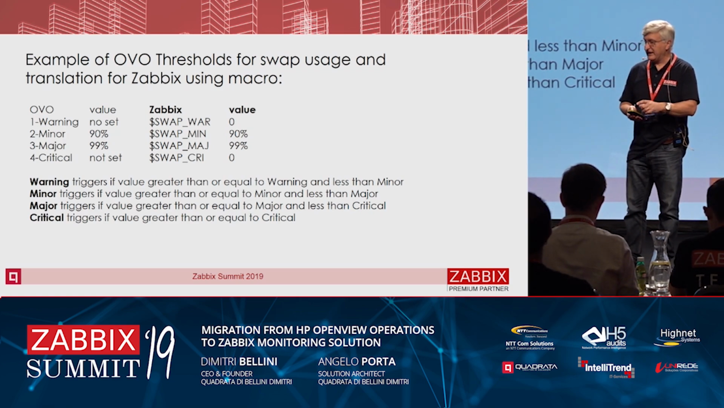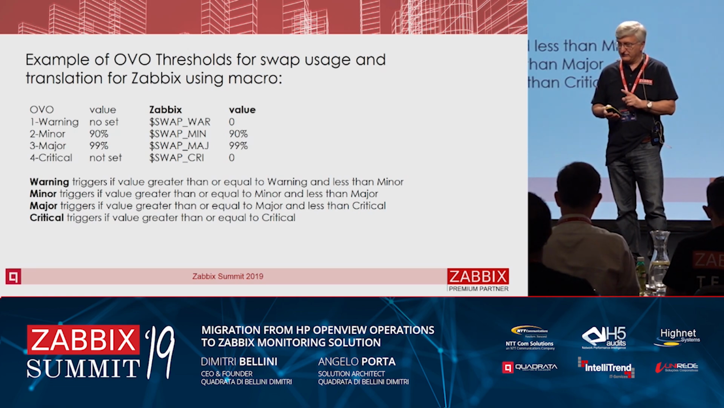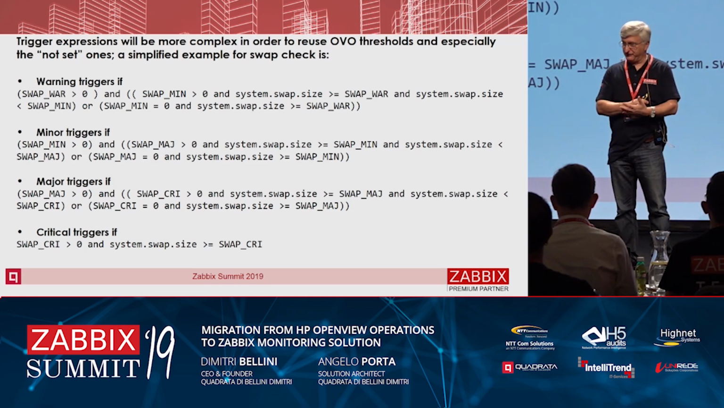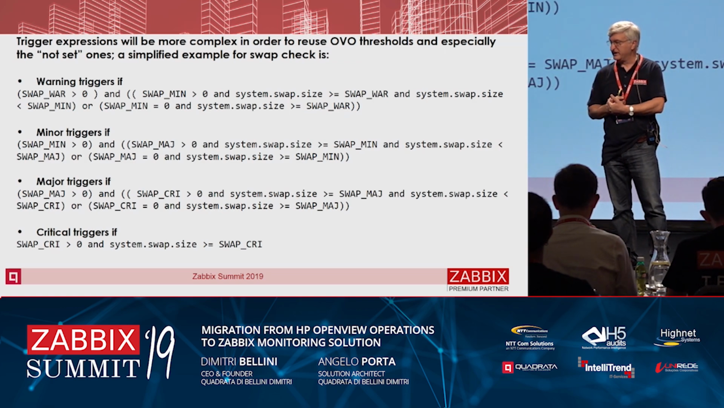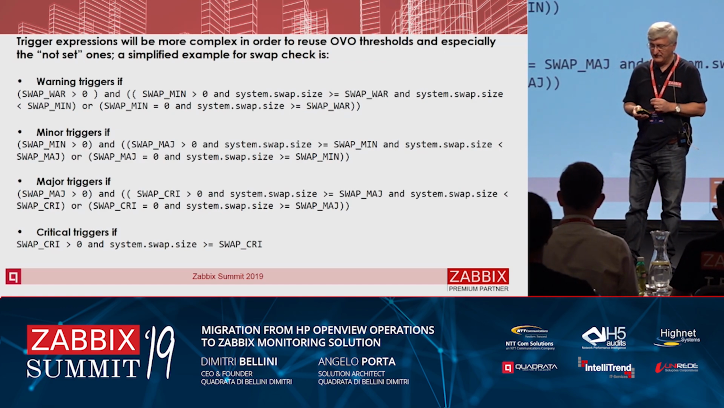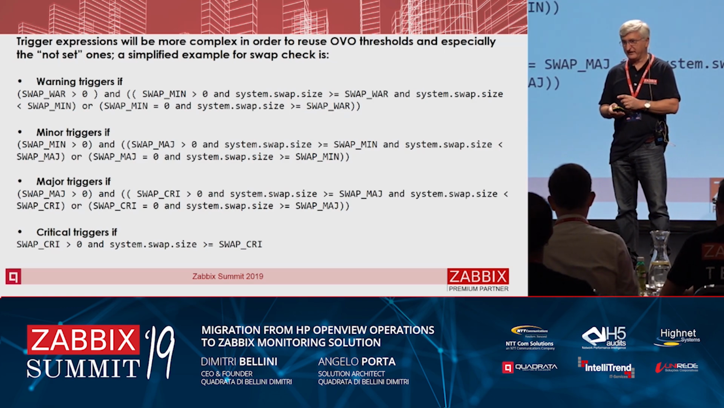So we can trigger this, but we have to increase the complexity because we have this not set threshold. This is basically what we did. We check first the threshold, and if the threshold is set, we compare. Otherwise, we do not compare. There are 4 thresholds. What does this mean? Living this way, inside Zabbix but also inside HP OpenView, can lead to some corner cases.